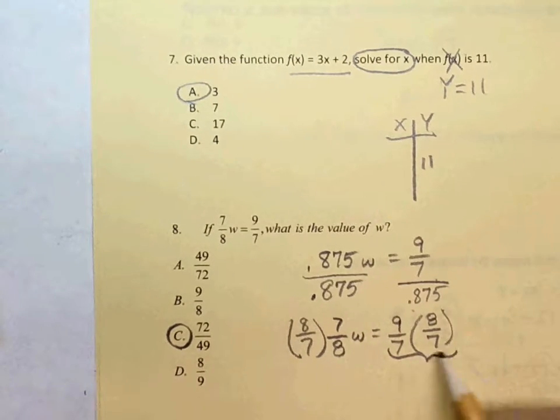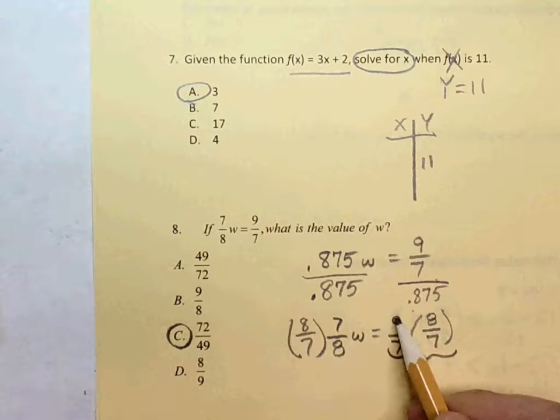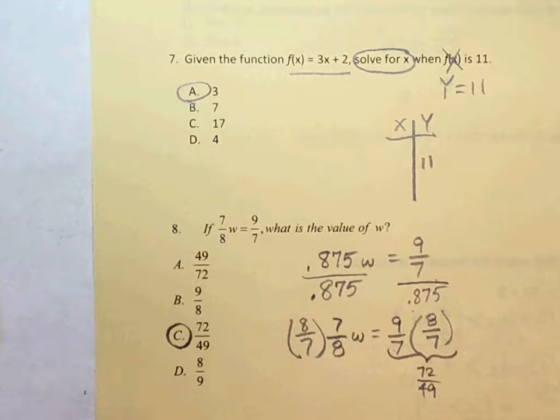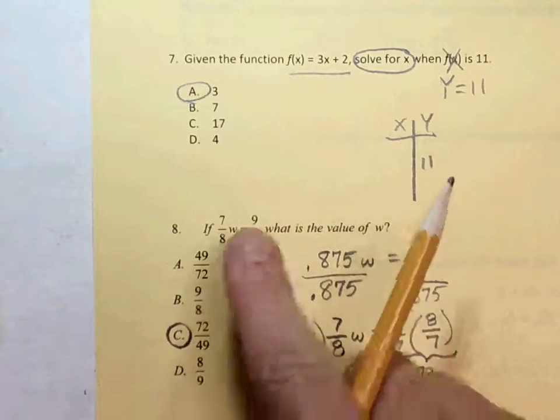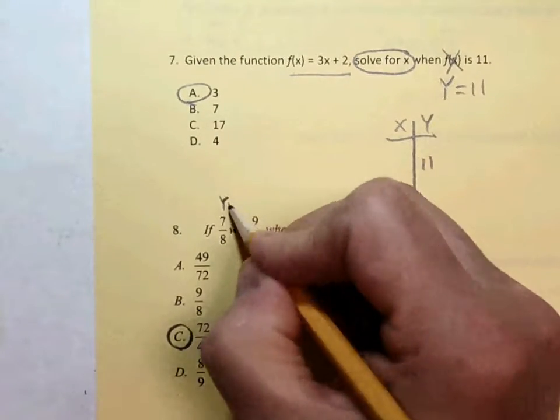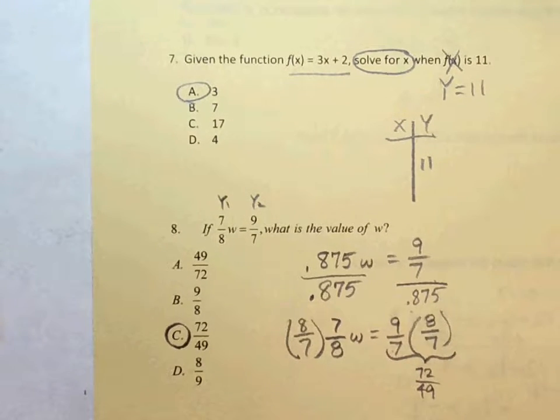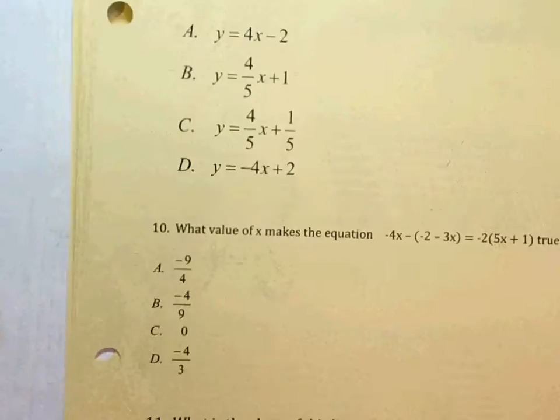So if we do this right here, look what we get. 9 times 8 is 72 on top, 7 times 7 is 49 on the bottom. So it really doesn't matter which way you do this. And you can even do y1 equals y2 on your calculator and do a second calc 5. There are just so many ways you can do this problem.